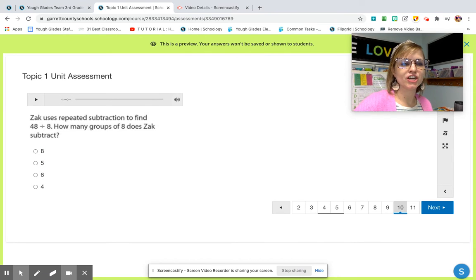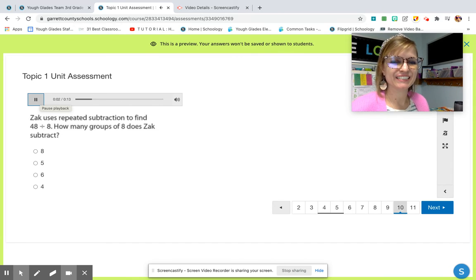Then here, we're going to listen to number 10. Zach uses repeated subtraction to find 48 divided by 8. How many groups of 8 does Zach subtract? So how many groups of 8 does Zach subtract?